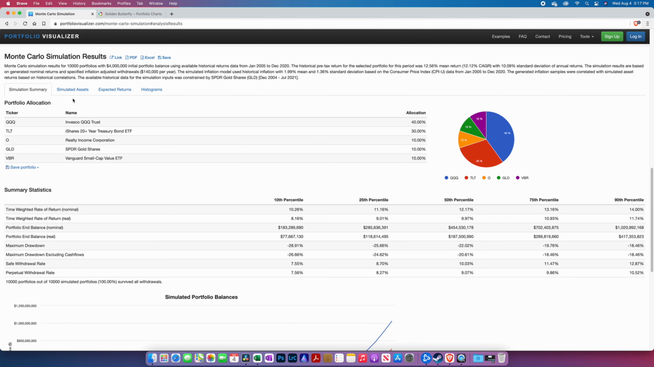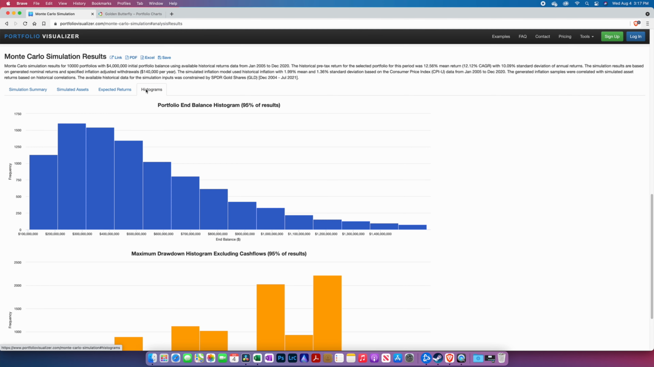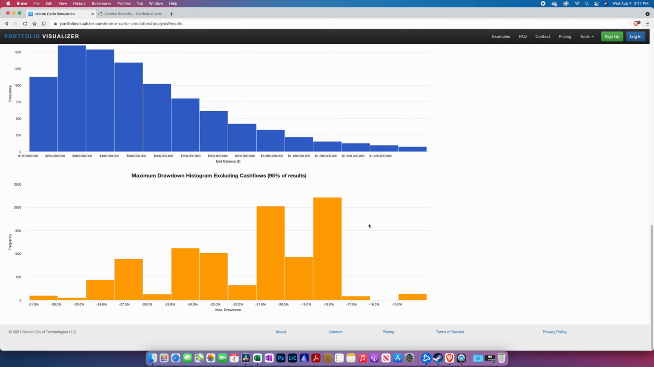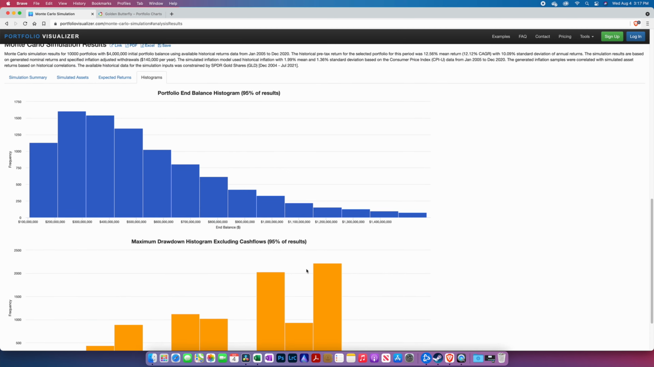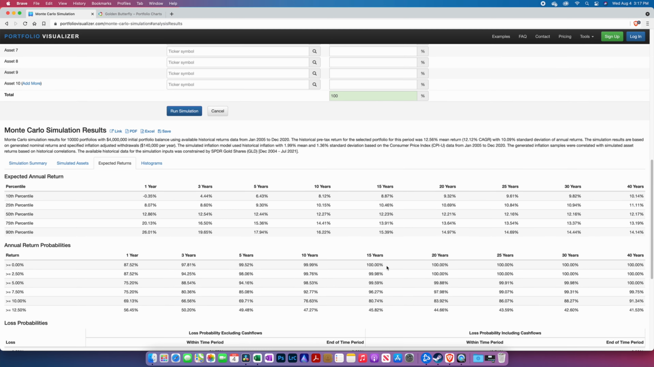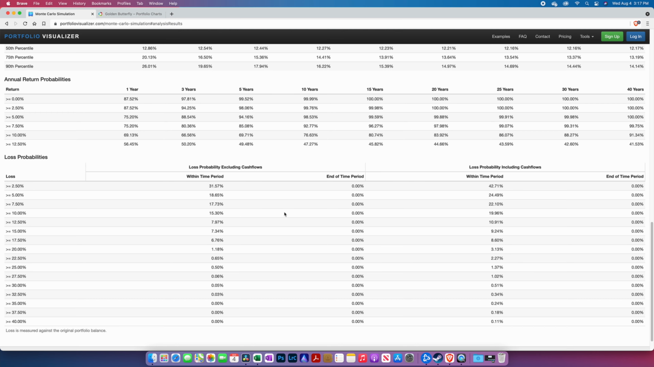At the very top here in the simulation result, you'll see that there are a couple of tabs, right? We can click on histogram and see where the results fall in. So most of the results are falling in these three buckets here. And in terms of max drawdowns, most of them are falling in this range right here, 18 to 21. Okay. You can go to expected returns and see what happens over the different percentiles over the course of the portfolio's life, and the return and loss probabilities.